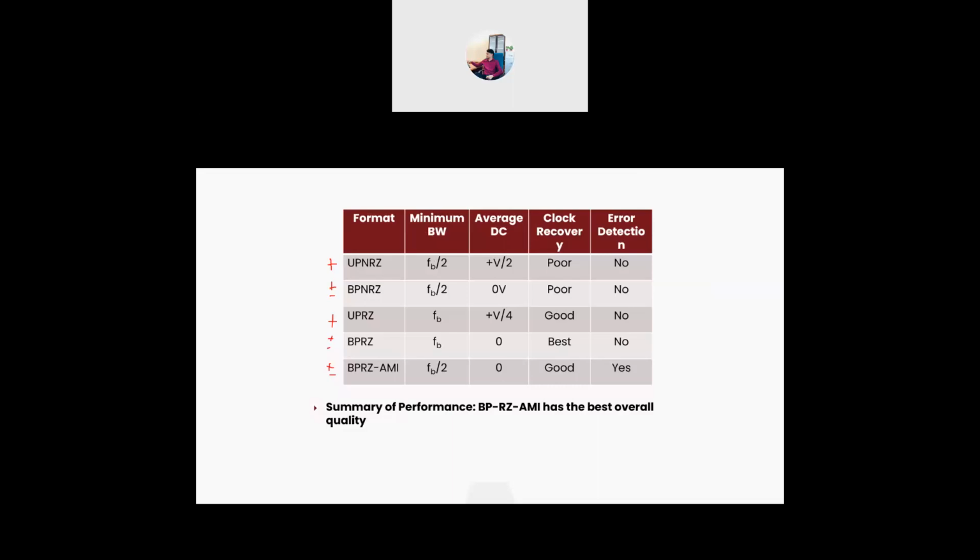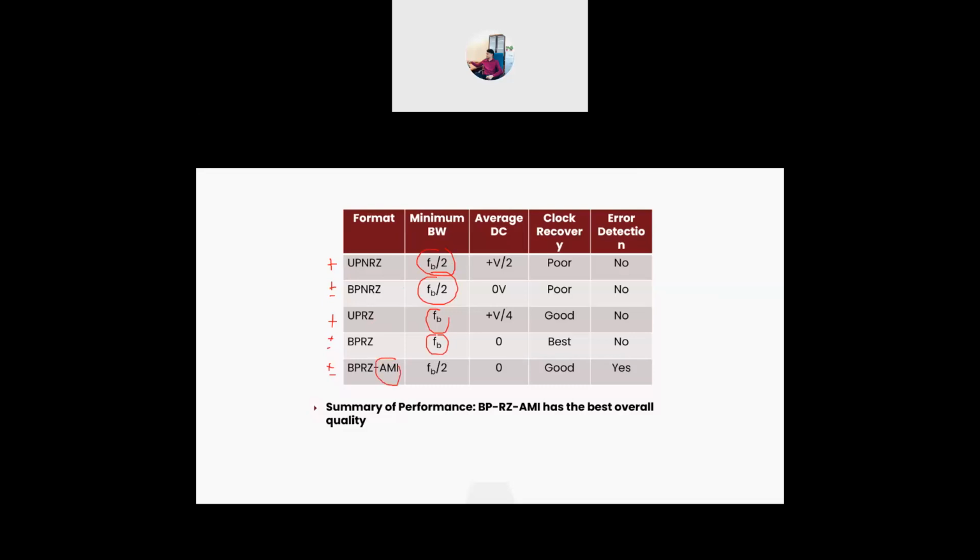So for the minimum bandwidth, unipolar NRZ will require a minimum bandwidth of FB over 2. Bipolar non-return to zero as well, regardless of whether it's unipolar or bipolar, so it still requires FB over 2. For the return to zero, we're going to have FB, also the same regardless of unipolar or bipolar. So you can see that RZ consumes more bandwidth. In terms of bandwidth we prefer those with FB over 2.